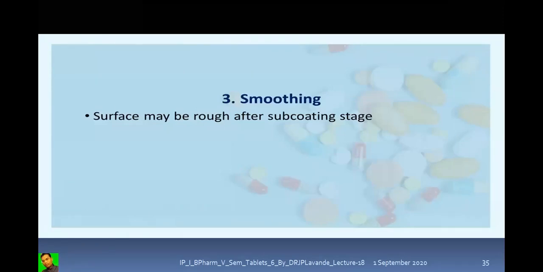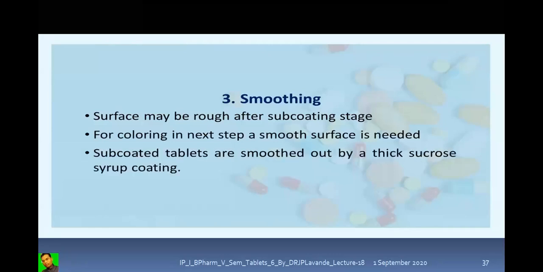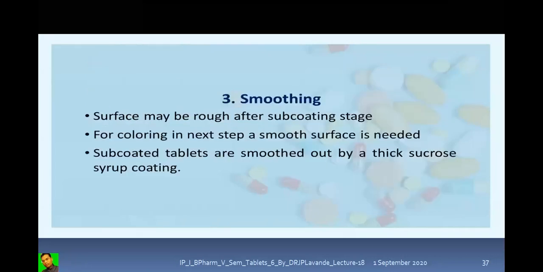So what is the first stage? First stage is the sealing, second is the subcoating, third one is the smoothing. The surface may be rough after the subcoating stage. So for coloring in the next step, a smooth surface is needed. Subcoated tablets are smoothed out by a thick sucrose syrup coating. So that is the third step, the smoothing.